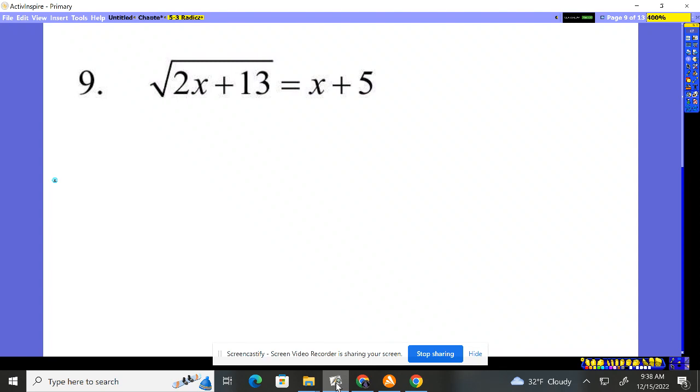Okay, number 9. We've isolated the radical, so that's good. So we need to get rid of it by simply coming in and squaring. But if we square the left, we have to square the right. This right is an x plus 5.